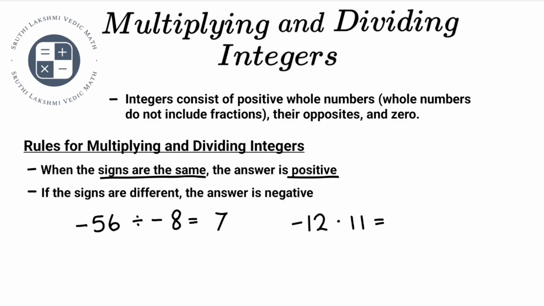Now let's look at another example. Negative 12 times 11. Here the signs are different. That means the answer is going to be negative. Now let's normally multiply them. 12 times 11. 12 times 11 is 132. So the answer is negative 132.